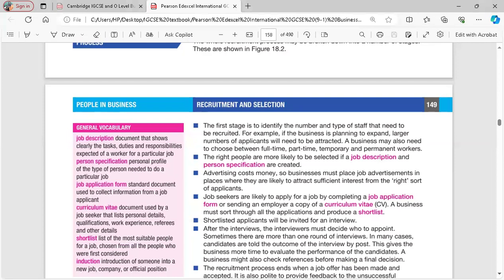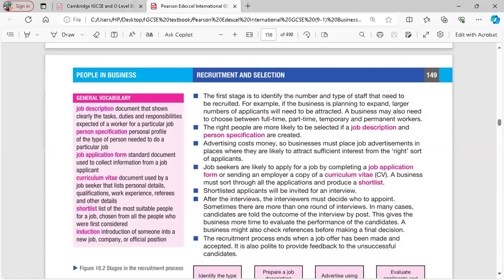Do you understand person specification here? We're talking about the skills, the knowledge, the qualification of that person. And job description is the task, the responsibility that the person will carry out in that position. That was the second. Then we go to the next.